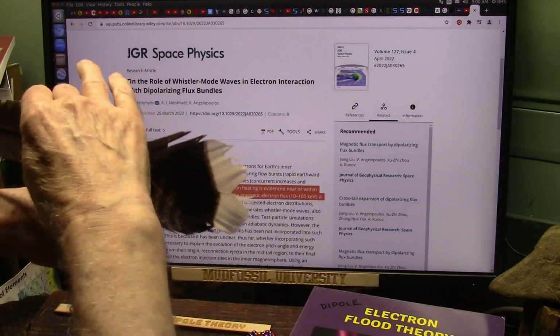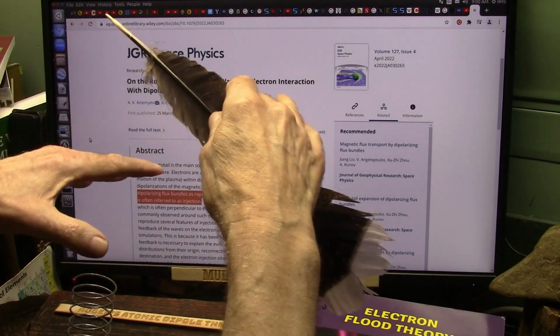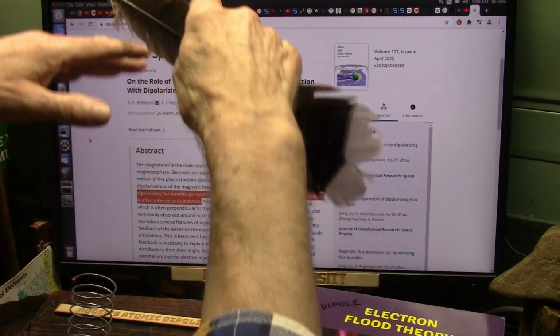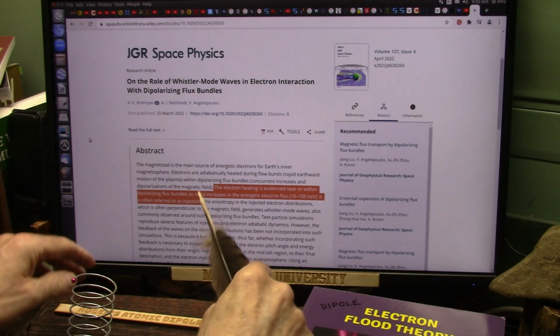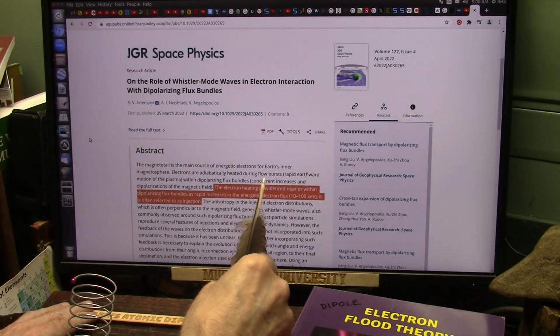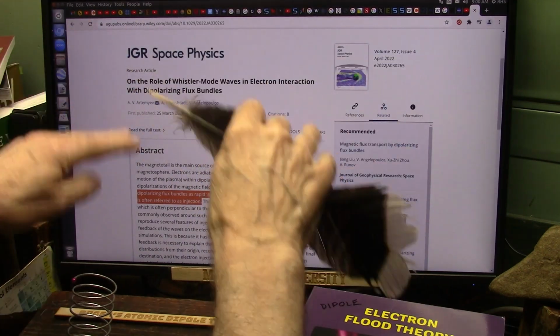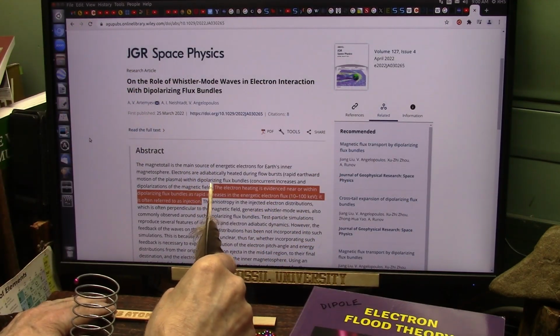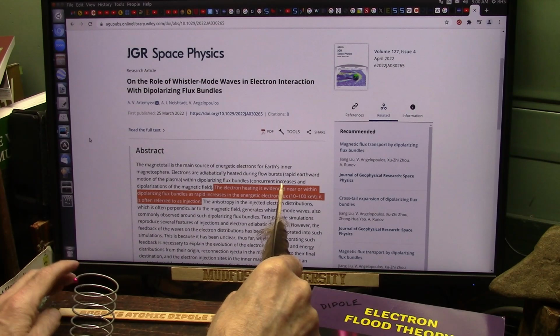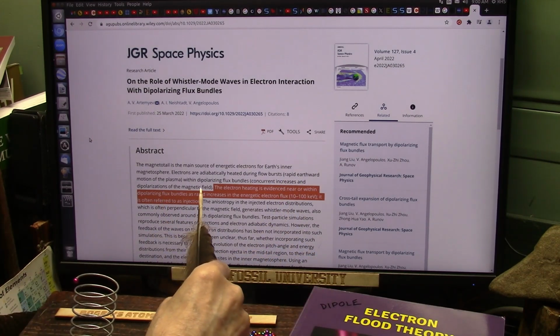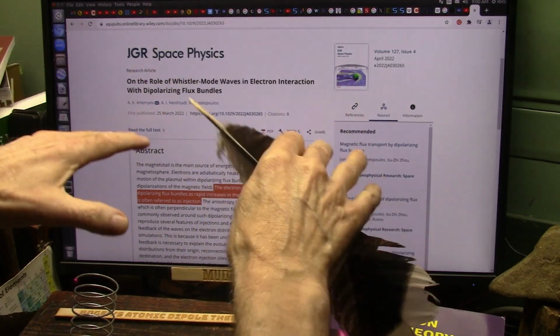So outside it's getting really scrubbed and creating a huge amount of magnetism, and then it's pulsing down below, creating these rapid earthward motions of plasma, boom, boom, boom, boom, within dipole flux bundles. All right, increasing dipolarization of the magnetic field. It keeps getting boom, boom, boom, boom, boom.